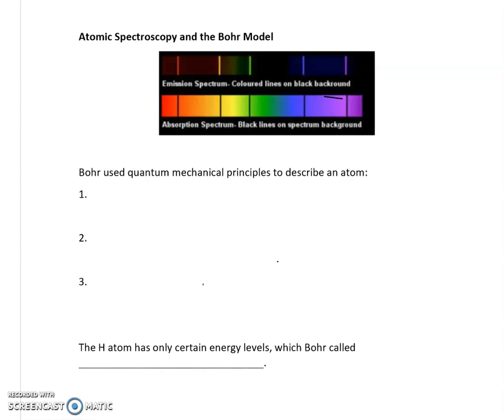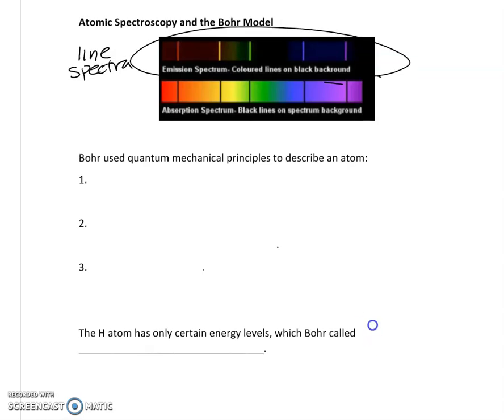Now, we talked about line spectra in the last module, but here, let me just write that again. The line spectra is also called an emission spectrum. These are when you have colored lines on a black background. Now, there's also absorption spectrum, so I'm trying to show that to you guys in case you see them online. We aren't going to focus on those. We are focusing primarily on emission spectra. So let's talk about Bohr.